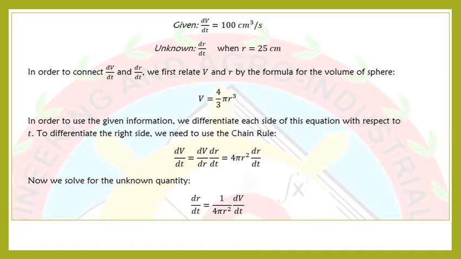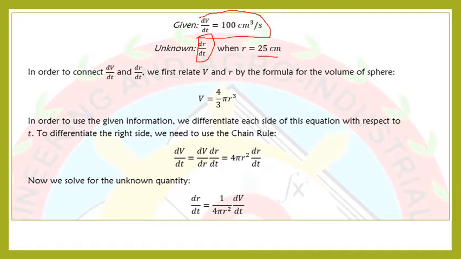So given is dV over dt. Ito yung rate of change of the increase of the volume with respect to time t, which is 100 cubic centimeter per second. Then yung mahanapin natin is yung rate of change ng increase of the radius with respect to time t, dr over dt, when r is equal to 25 centimeter. Paki-change yung sa given natin class, 50, pakipalitan ng 25 centimeter.